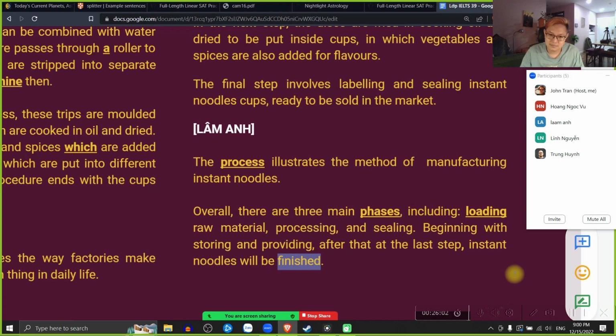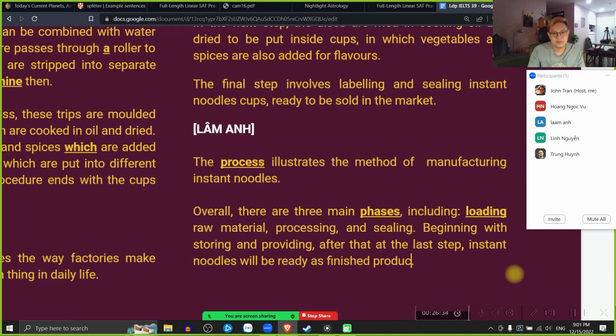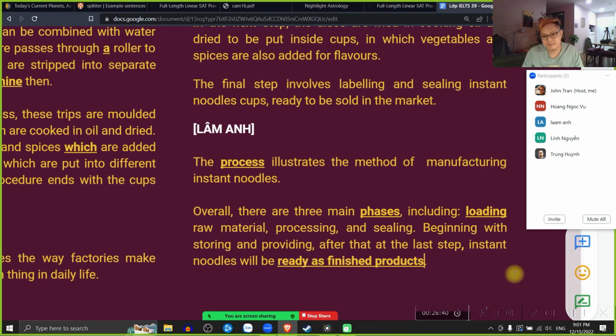Tại cái chữ finish em tưởng nó sẽ là được hoàn thành. Completed. Complete. Let's just say will be ready. Will be sẽ thành phẩm đi. Let's say instant noodle will be ready as finished product. Sẽ sẵn sàng như là thành phẩm đi. Will be ready as finished products. Sẽ sẵn sàng như là thành phẩm. Will be ready as finished products đi. Okay.